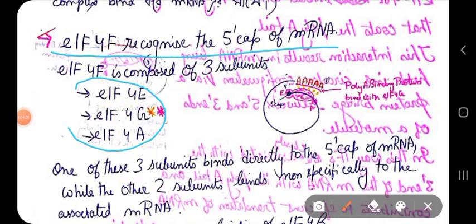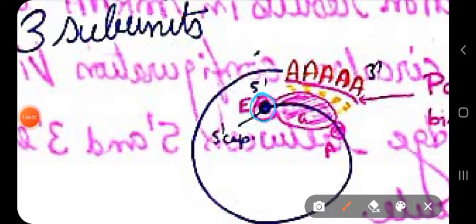It has three subunits that I have mentioned, and one of these subunits, EIF4E, directly binds to the 5 prime cap. You can see here I have drawn a little diagram of EIF4E, just a round figure, where it associates with the 5 prime cap, right? It associates with the 5 prime cap.